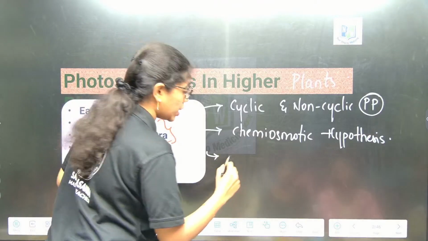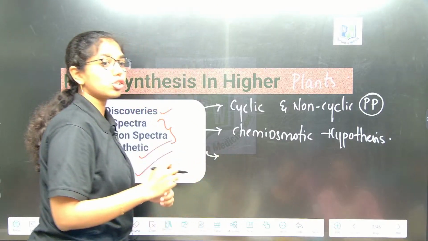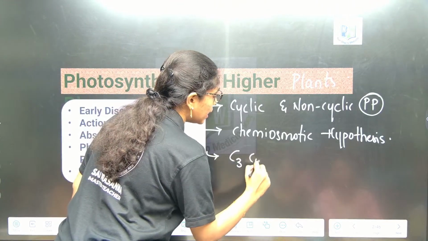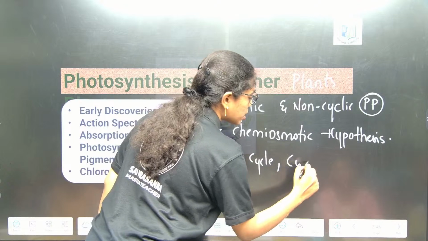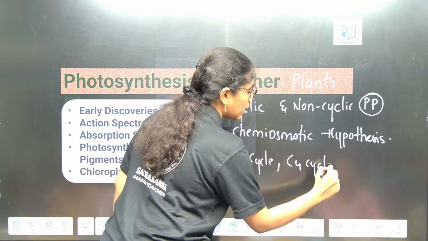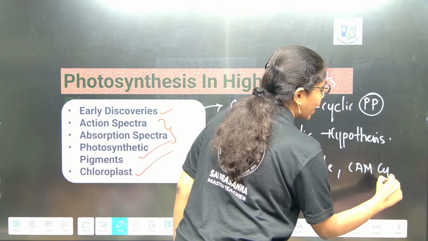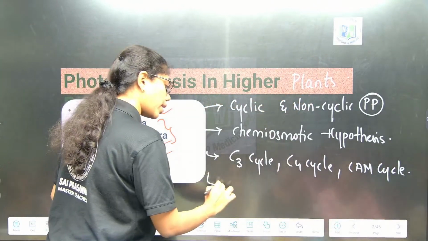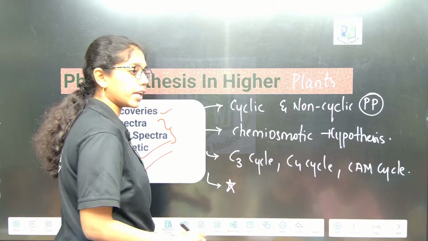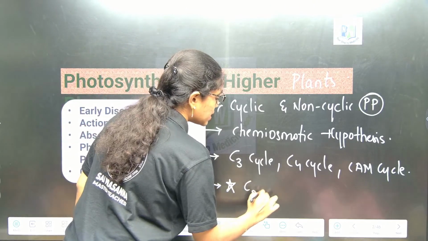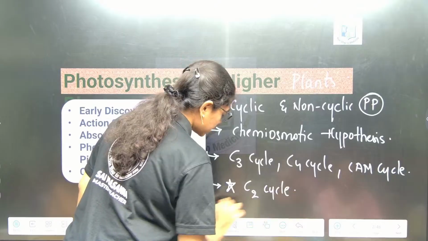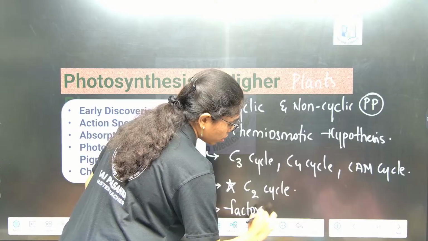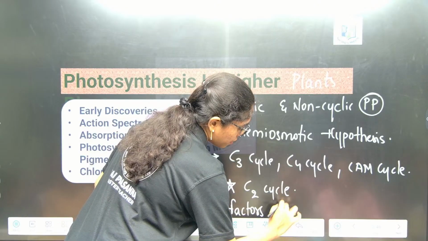And then followed by the biosynthetic phase, which includes dark reactions or light independent reactions, where you learn about the C3 cycle, C4 cycle, CAM cycle, including its bioenergetics. There is one important concept, that is photorespiration, which is also known as the C2 cycle. The last concept of this chapter is factors affecting photosynthesis.